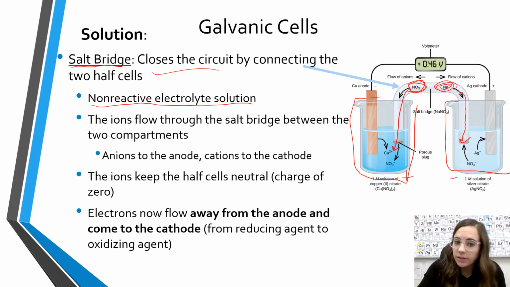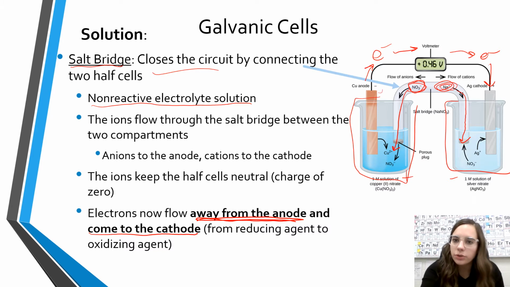And here's something else to help you remember. Electrons always flow away from the anode and they come to the cathode, okay? So electrons away from the anode, they come toward the cathode. All right, so that'll help you remember it. And so what's happening then is they're coming from the reducing agent to the oxidizing agent.